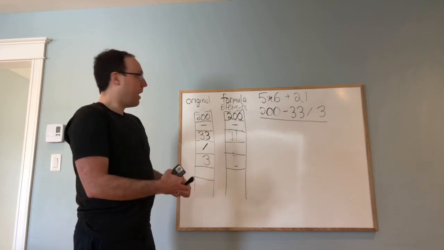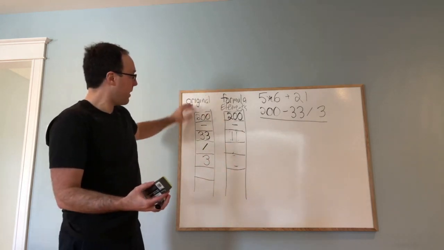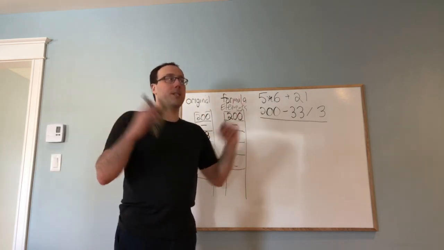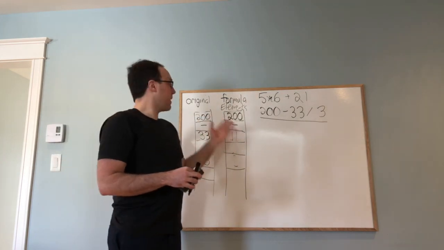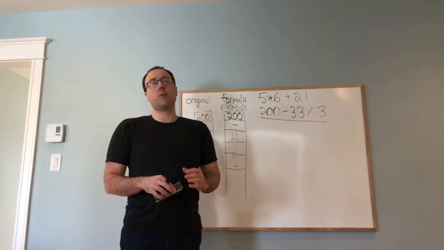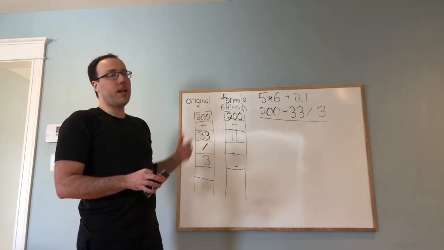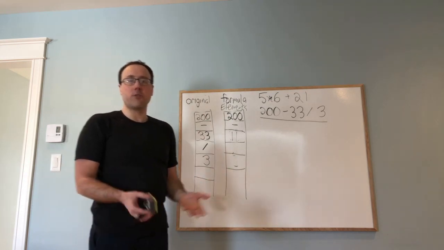Now I have two arrays. The first one, the original array, is used for displaying what the person entered, and the formula elements is used for solving, because it will only contain addition or subtraction. I can easily pass this to a function that'll take 200 and subtract 11, okay, and come up with a value of 189.